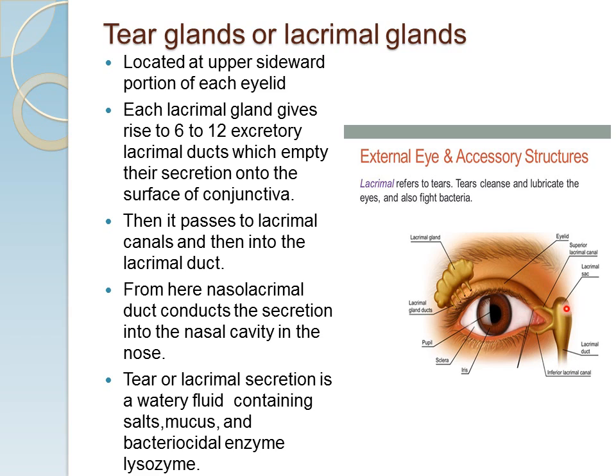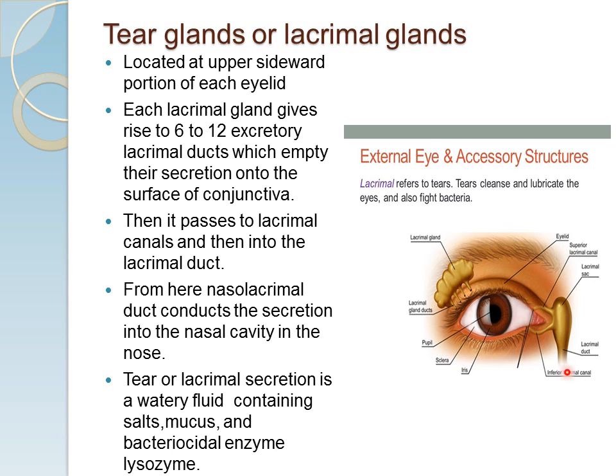Now, to the right side of the pointer you see the lacrimal duct, and these two at the corner of the eye are the inferior lacrimal canal, and this is the superior lacrimal canal. So they are pouring all their liquid into this lacrimal duct. Now this lacrimal duct goes down and joins the nasolacrimal duct, which conducts the secretion to the nasal cavity.